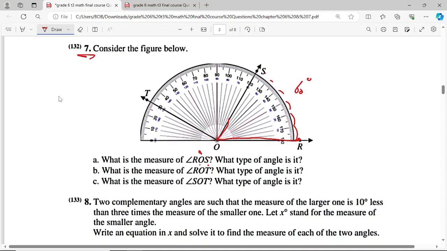What type of angle is this? This angle is less than 90 degrees, which means it is an acute angle. Now, what is the measure of angle ROT?